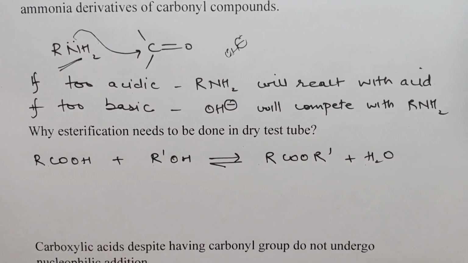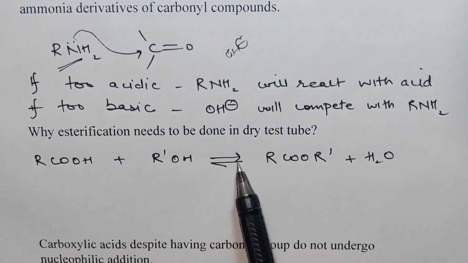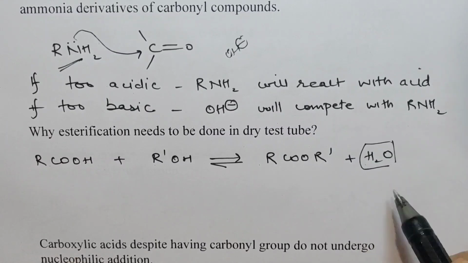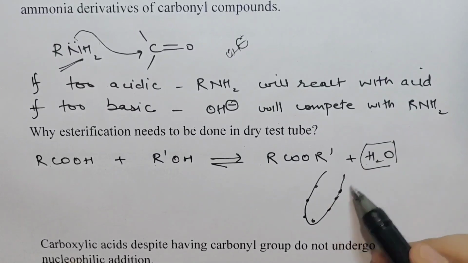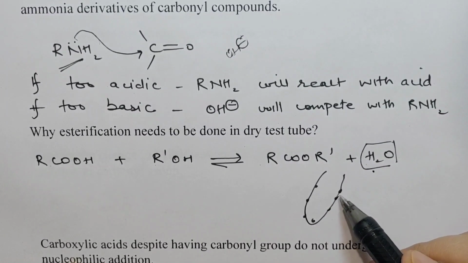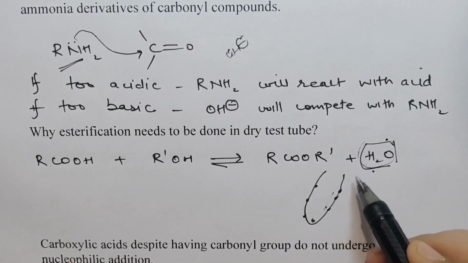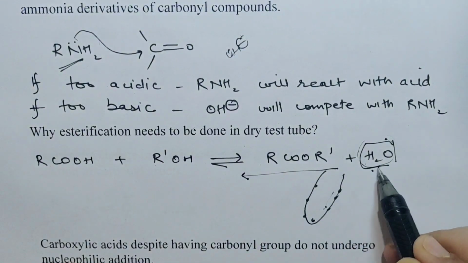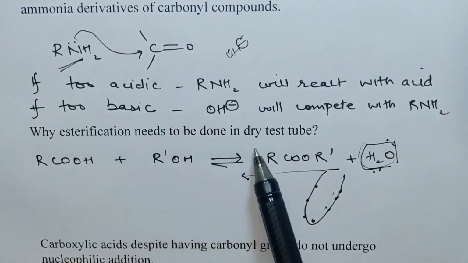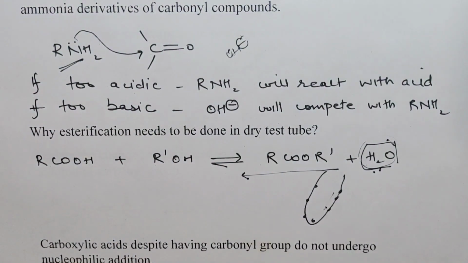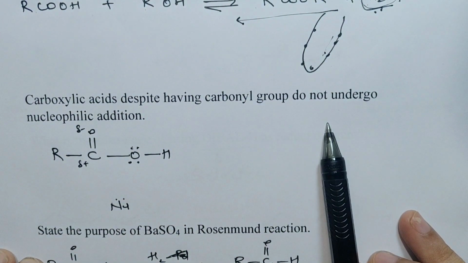Next question, why does esterification need to be done in a dry test tube? This is your esterification reaction. It's a reversible reaction, and as you can see, water is one of the products. So if you are taking a test tube which has some water droplets, one of the products is already present there before the reaction has even started. Since there is product in the test tube, the reaction would go backward so as to consume it. So we have to make sure that before we perform this reaction, the test tube is completely dry.